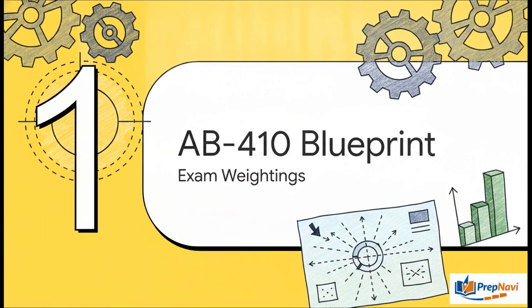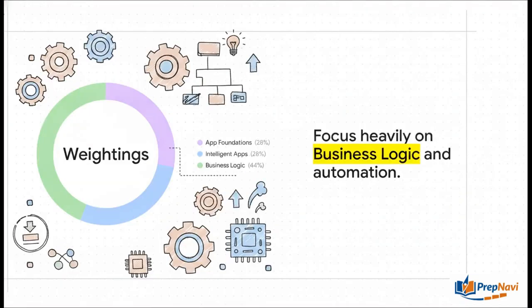It's all about knowing exactly where those points are. We have to look at the blueprint first, because it completely dictates your entire study strategy. App foundations and intelligent applications sit around 25 to 30% each. But get this, business logic and automation takes up a massive 40 to 45% of the exam. So while setting up your user interface is definitely critical, almost half your points rely entirely on evaluating and building complex logic. That really changes how we should study, doesn't it?